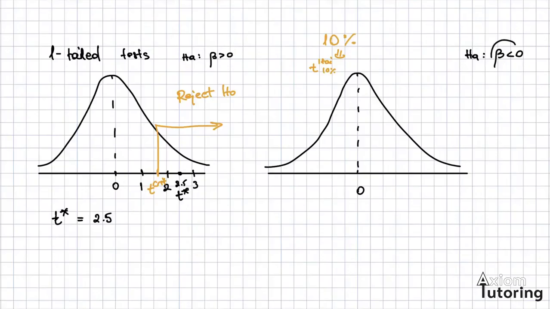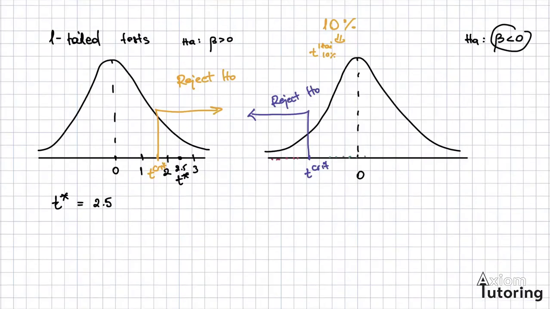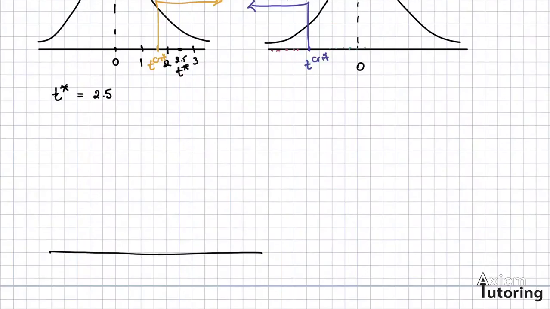You do exactly the same thing for the alternative where the beta is smaller than 0. Now you will understand that we look at the opposite tail. So let's say that this is our t critical. It means my rejection area will be in here. So any t star that you compute anywhere in here, you can say reject the null hypothesis. And if you compute a t anywhere in this area, it means that you fail to reject the null hypothesis.